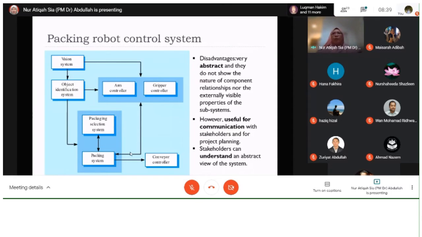Maksud walaupun order mungkin banyak, but if you do it with intelligent robotics and have a virtual system in order to control all of it, insyaAllah kita dapat package tu ramai, cepat.